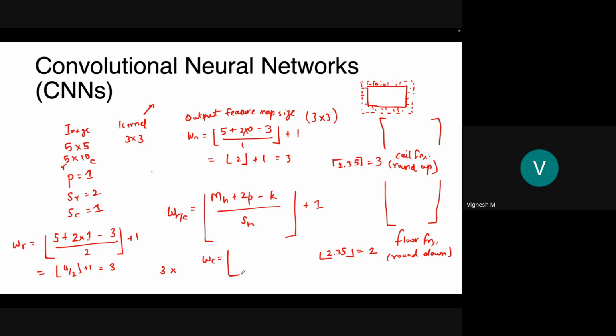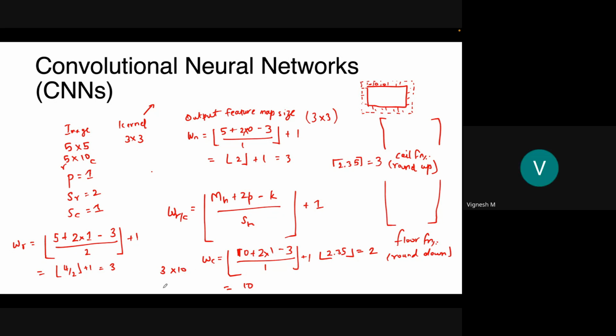WC is you have your input image, which is 10 pixels in the column, plus 2 times 1 padding, minus the kernel size 3, divided by 1, plus 1. So 10 plus 2 is 12, minus 3 is 9, 9 plus 1 is 10.